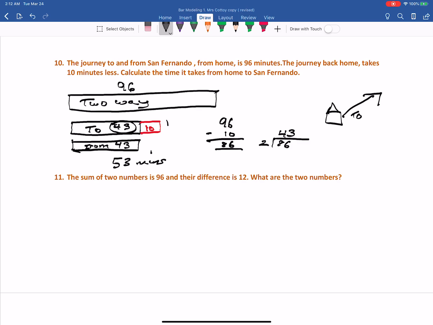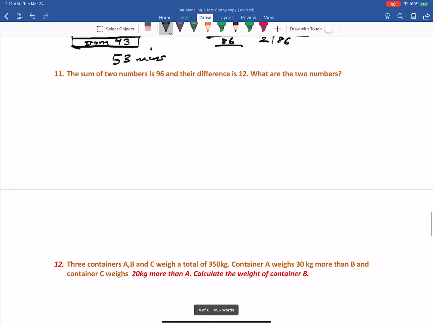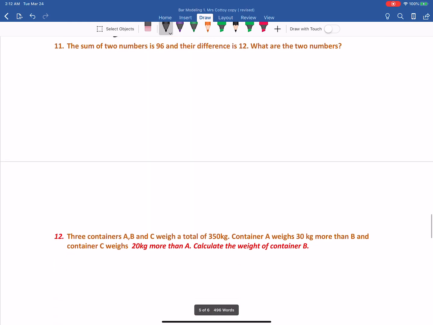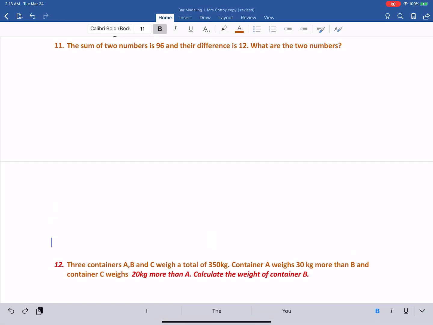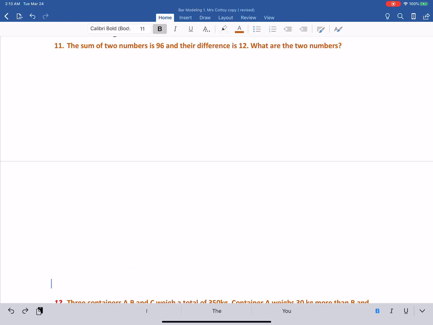The next question. The sum of two numbers is 96. Let me get rid of that other question. I do not want you to be distracted at all. The sum of two numbers is 96. Their difference is 12. What are the two numbers?